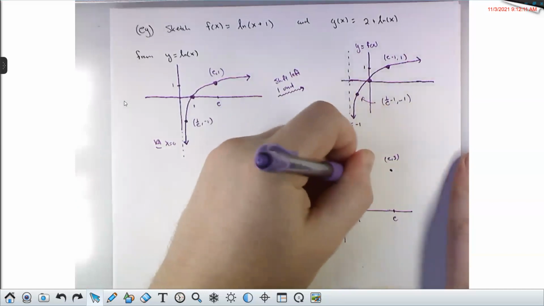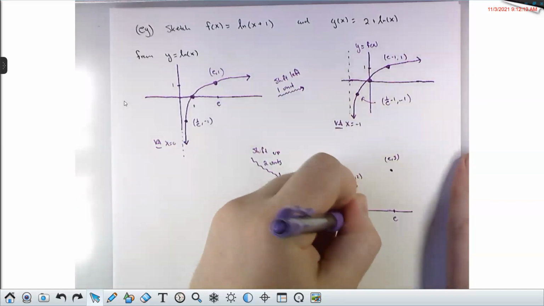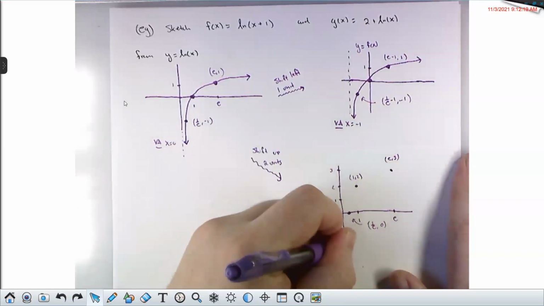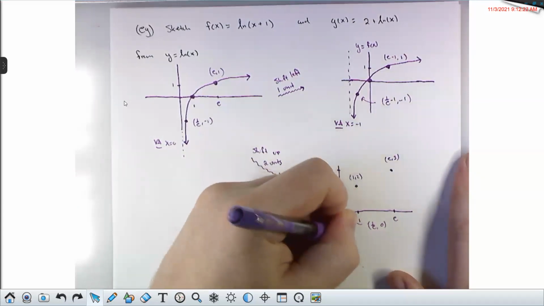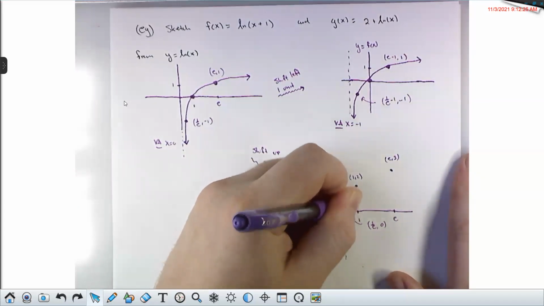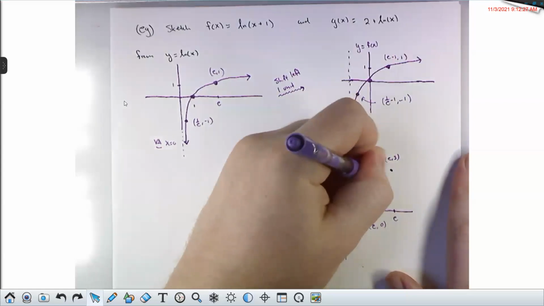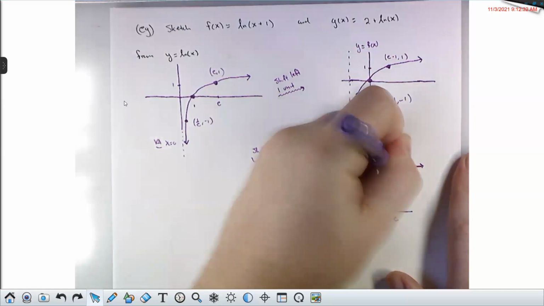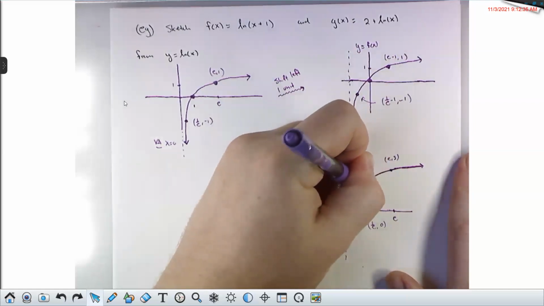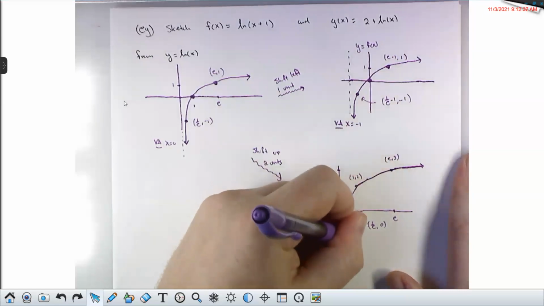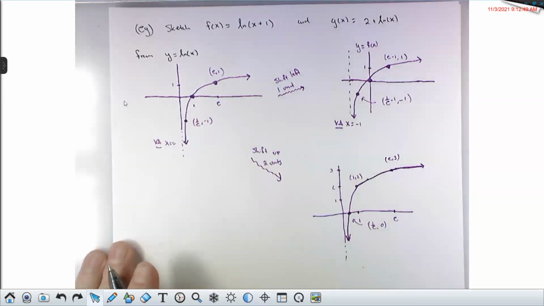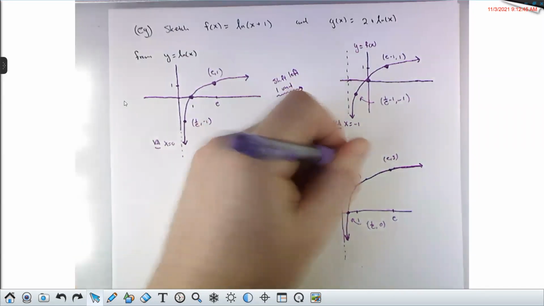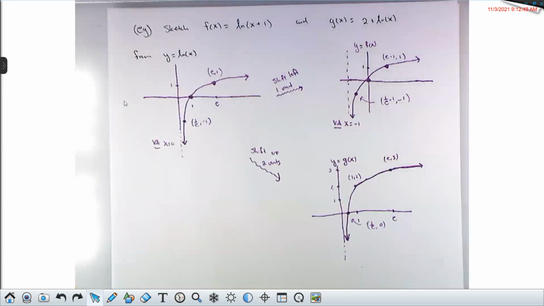This is 1 comma 2, and this will be the point 1 over e comma 1. My vertical asymptote does not move here. The whole graph just comes up by 2 units, and we get this. This is the graph y equals g of x, where g of x is 2 plus ln of x.